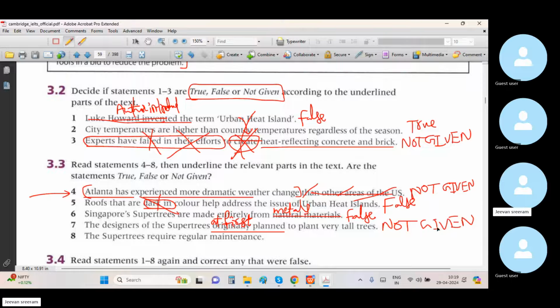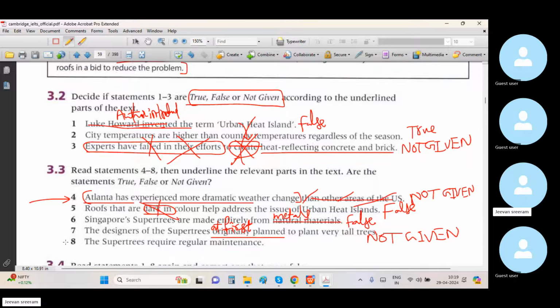Clear, buddies? Designers of super trees first planned, but there is no initial plan given anywhere in the passage. No mention of initial plans of designers anywhere in the passage. Right? Next, the eighth one. The super trees require regular maintenance. Is it true?